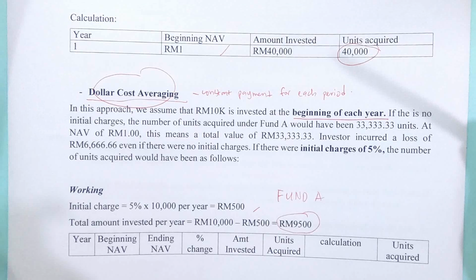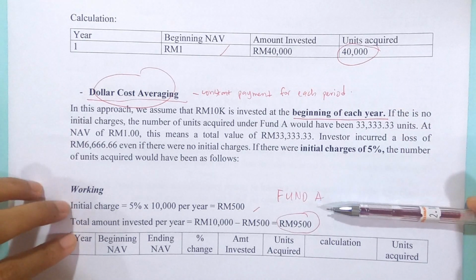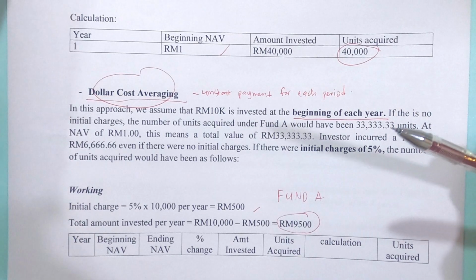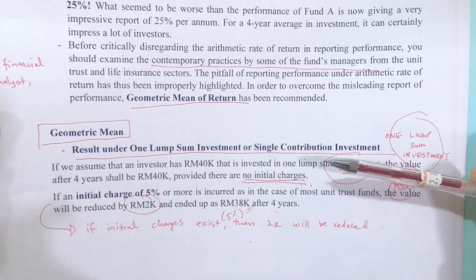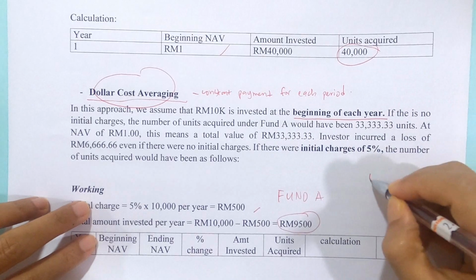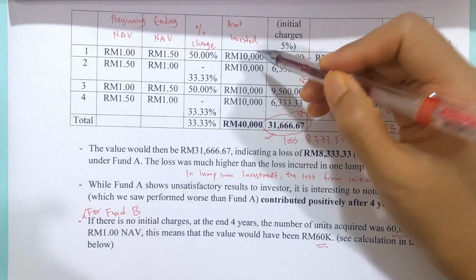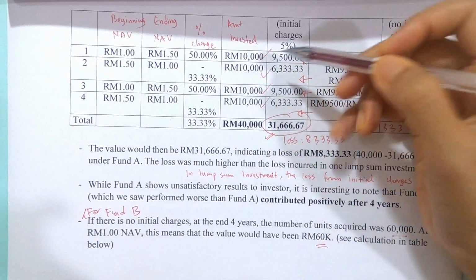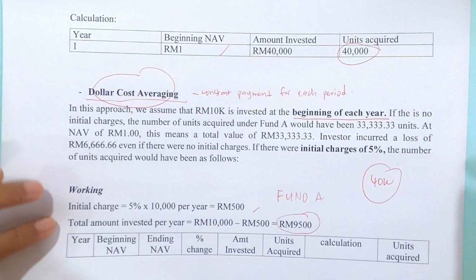Now we look at the example of dollar cost averaging, which means constant payment for each period. In the one lump sum investment, the 40,000 is paid in the first year only, but in dollar cost averaging, the amount of the investment is 40,000, but it will be invested over 4 different years, where the amount invested is 10,000 per year. Alright?